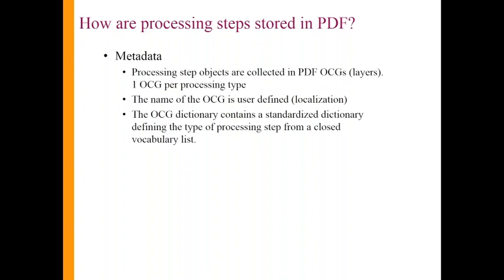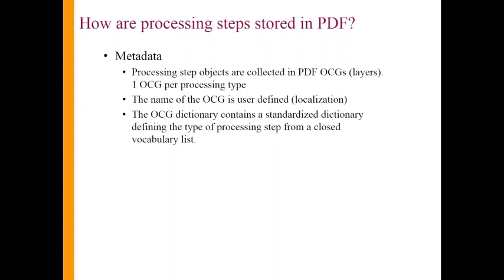Metadata is the first key concept. The processing step objects are collected by type in what, using PDF terminology, are optional content groups. For the mere mortals among us, you can think of optional content groups in PDF as being layers in your favorite application. And there is, like I already said, one optional content group per processing type. I will make this more tangible when we look at the sample files and go through the demo.